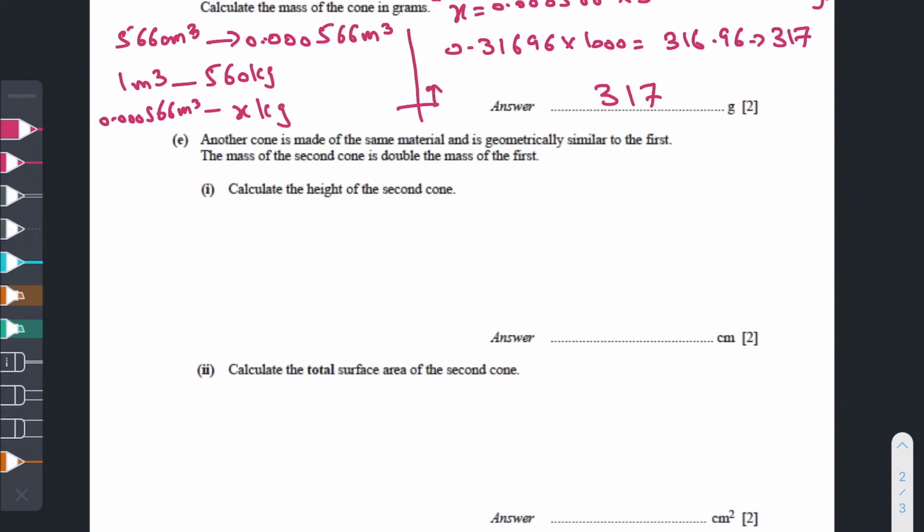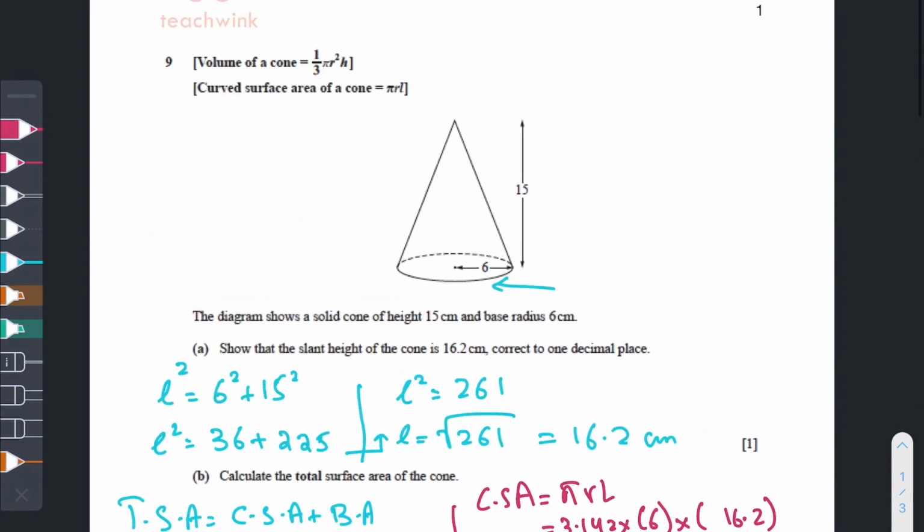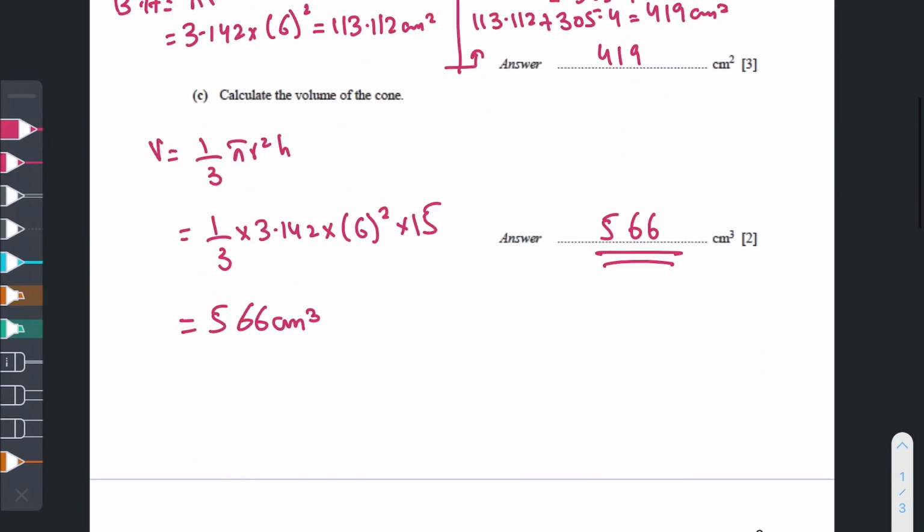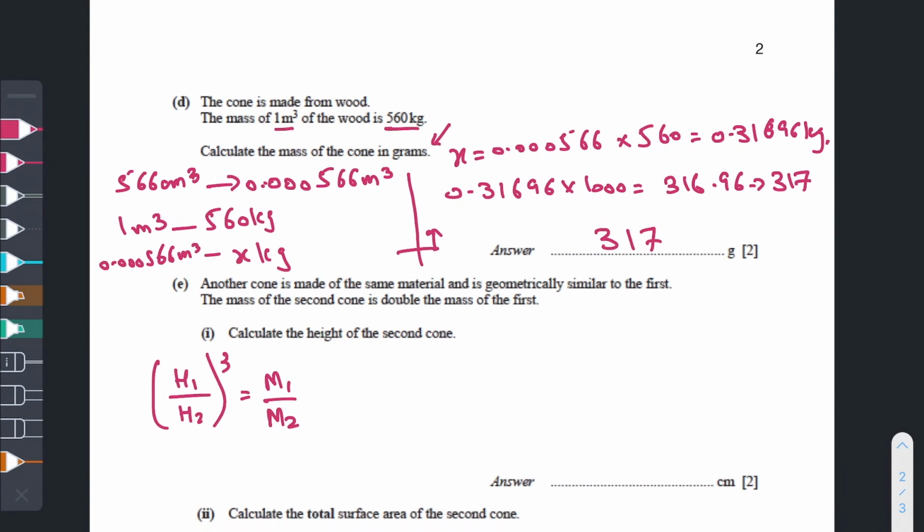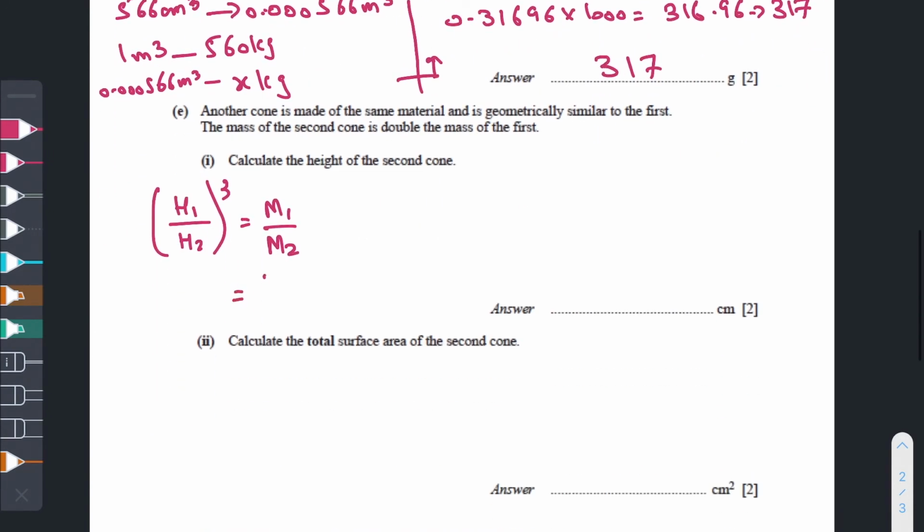Okay. First of all, since you're talking about mass, the similarity formula that we use over here for the masses is height 1 over height 2 whole cubed is equal to mass 1 over mass 2. The question also says that the mass of the second cone is double the mass of the first cone. Let's see what the mass of the first cone is. The mass of the first cone that we found was 317 grams. So if the mass of the first cone is 317 grams, you multiply that by 2, you get 634. That's the mass of the second cone.